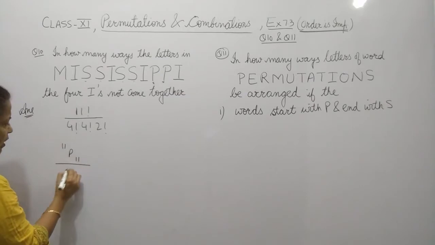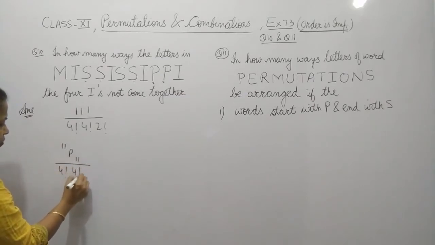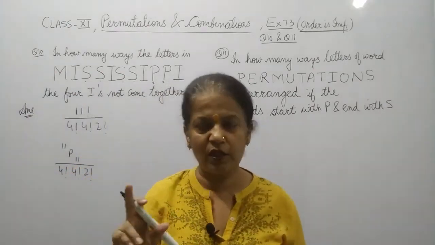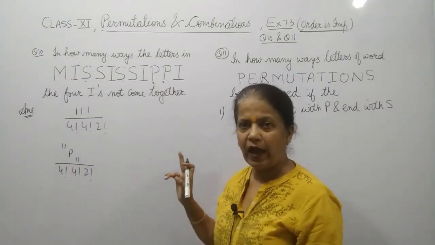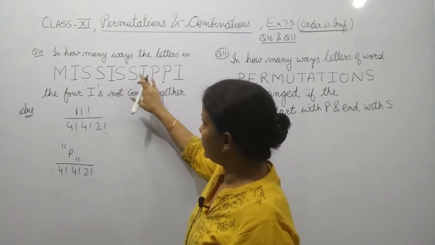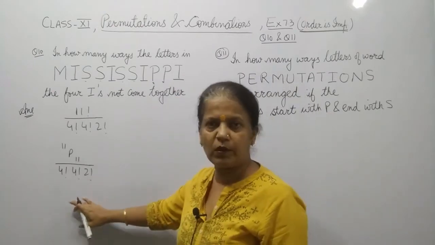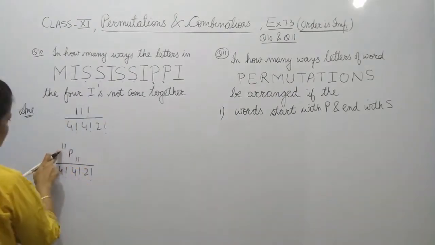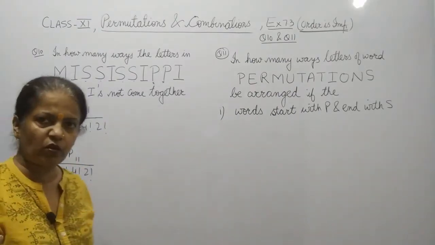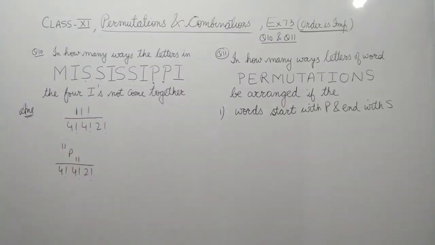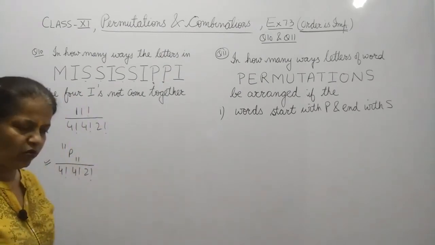You can do this part like this also: to find the total ways, 11P11 divided by 4 factorial and 2 factorial. All the 11 letters taken 11 at a time. Since the letters are repeating, we divide by the factorial of the repeated counts. If you do it with 11 factorial upon (11 minus 11) factorial, you will get the same thing. So either you do it this way or directly.